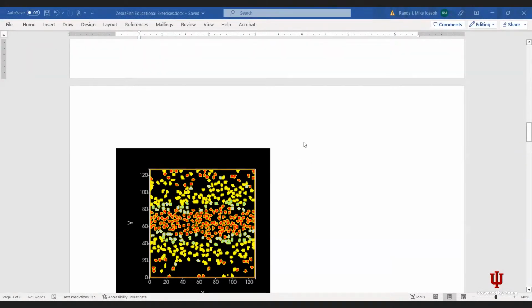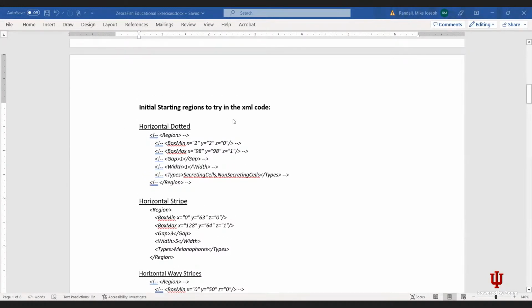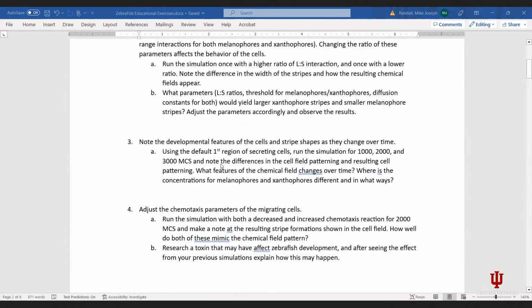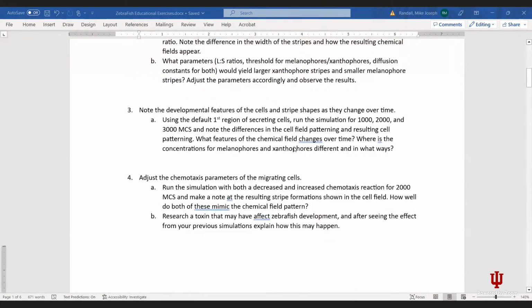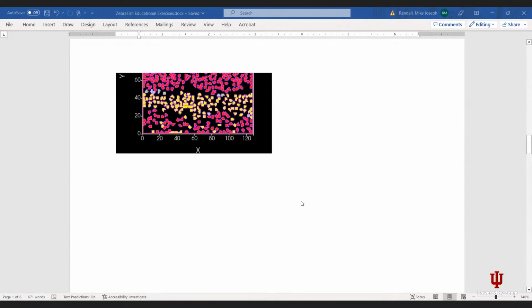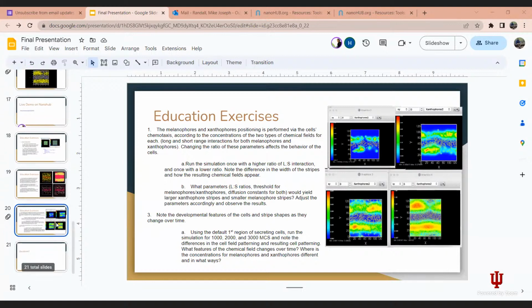There we go. So this is what I was talking about. The different shapes that could be created. And then I just have examples of the different parameters that can create the different effects down here. And then I'll go back to the presentation. And I think that was about all we had.